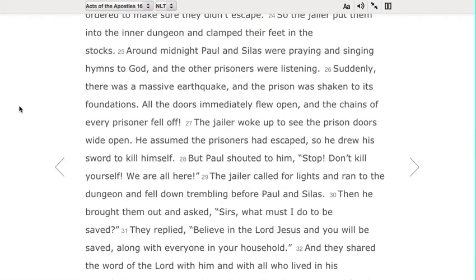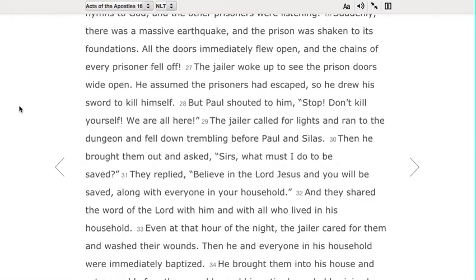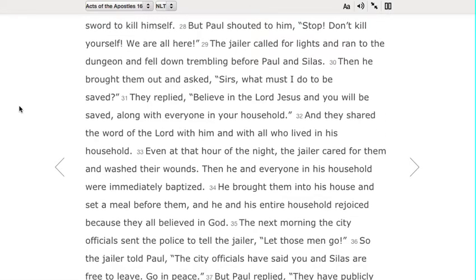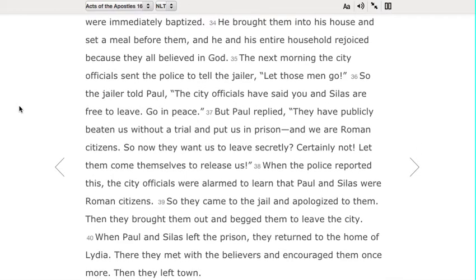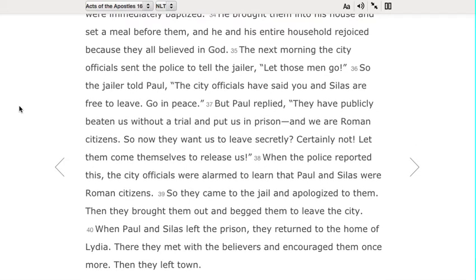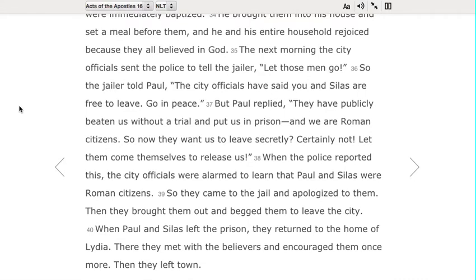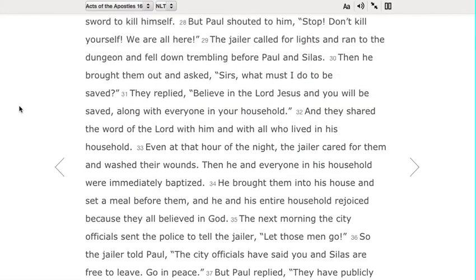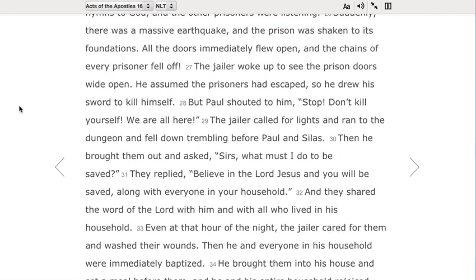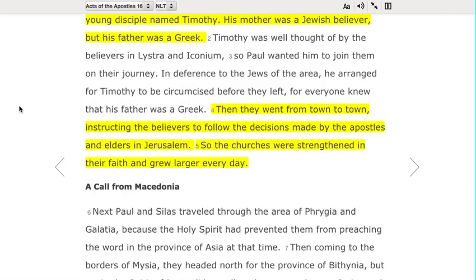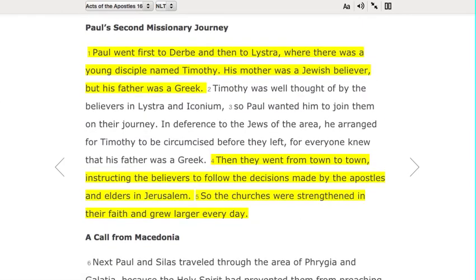You can read what happened. They get thrown into jail. There's a miraculous thing that happens while they're in jail. I won't spoil it for you. And then they end up leaving prison and going back to Lydia's home, this woman that they had met earlier. And that's basically chapter 16. So a lot of mapping, a lot of stories in there. So go ahead and read Acts chapter 16, and we'll see you tomorrow for chapter 17.